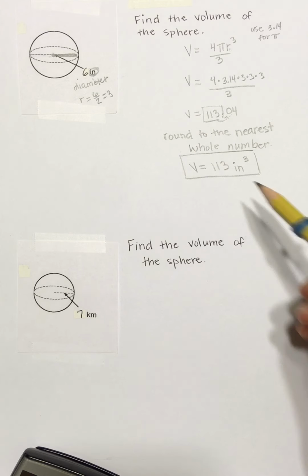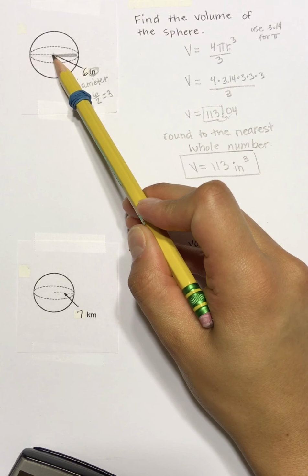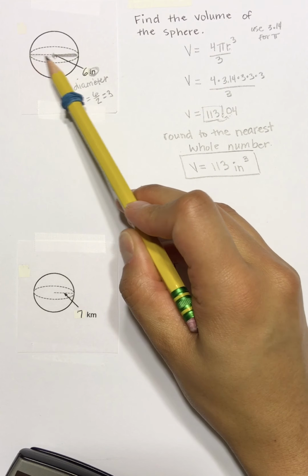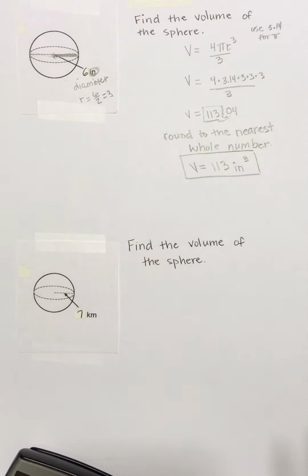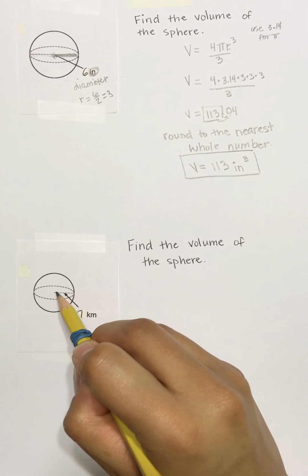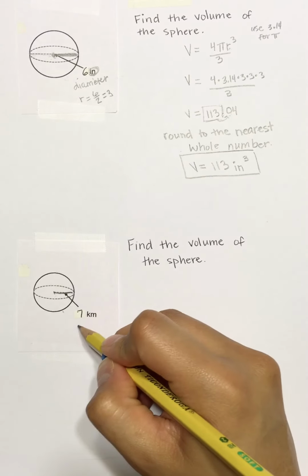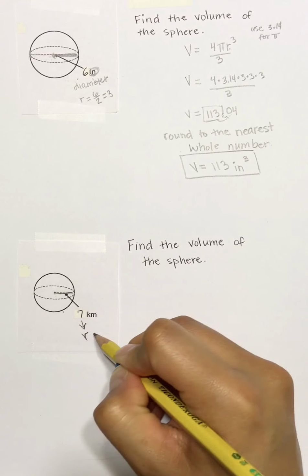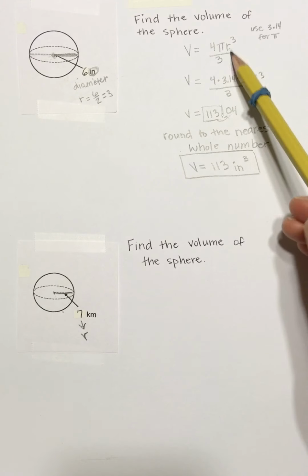All right, so the biggest thing here is making sure you're using the right radius. Make sure it's not trying to trick you with diameter. Radius is half, from the middle to the end here. All right, that makes this one even easier because this is already radius. You see it? It stopped right there in the middle. That's already half, so this is my radius. My r, my radius.